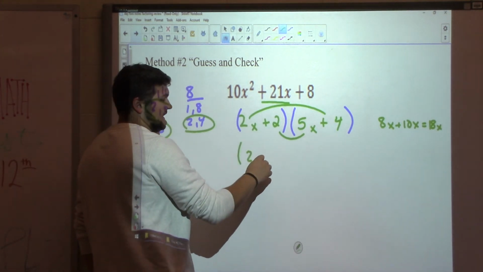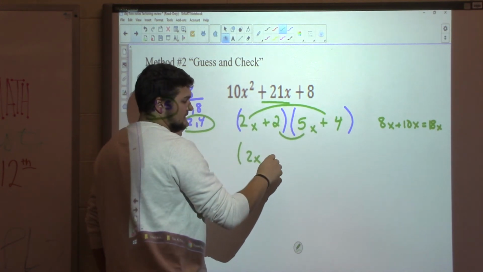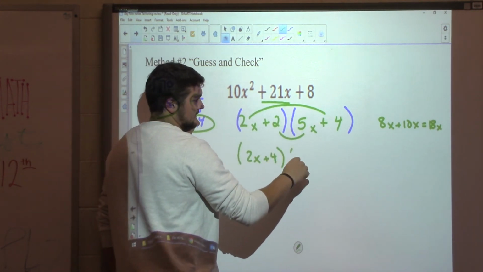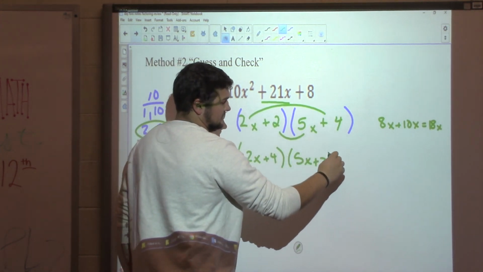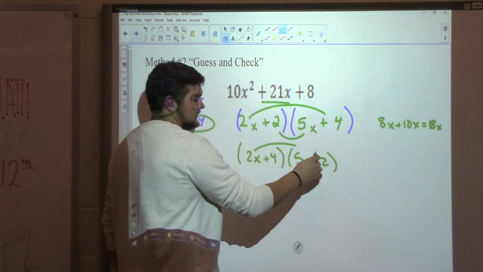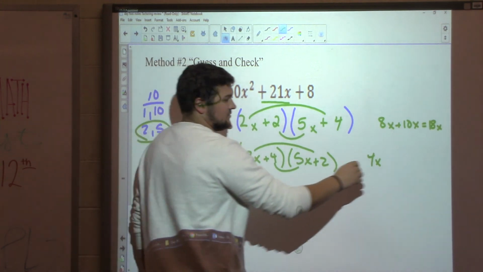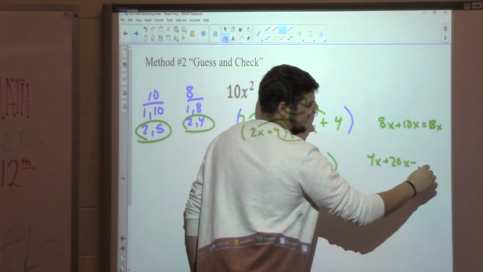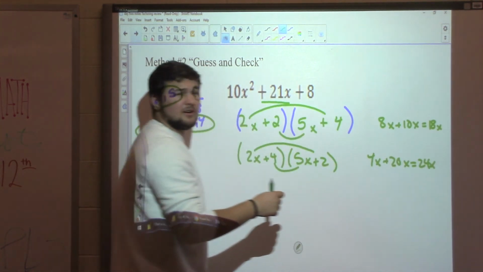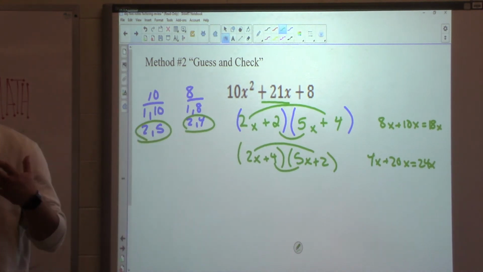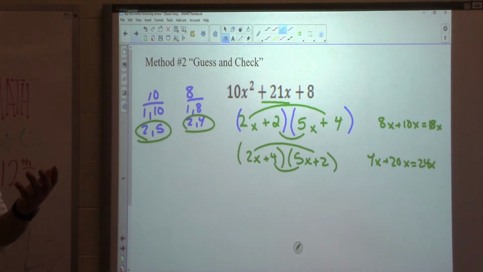Well, I'm going to try 2x. I'm going to switch the 4 and the 2. Plus 4, 5x plus 2. 2x times 2 is 4x. 4 times 5x is 20x. Is that what I was looking for? No. So I know this combination won't work. I got to try another one.